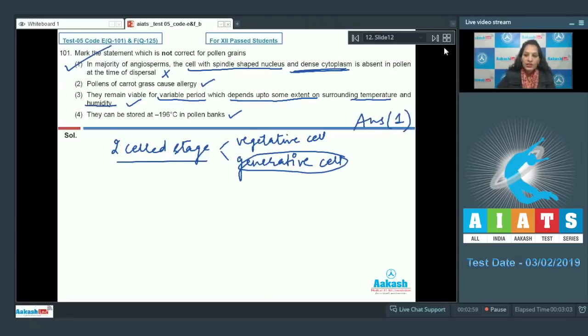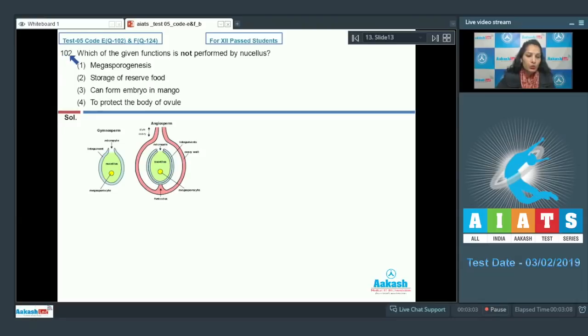Let's move on to the next question. Question number 102. Which of the given functions is not performed by nucellus? First option, megasporogenesis. Second, storage of reserve food. Third, can form embryo in mango. Fourth, to protect the body of ovule.